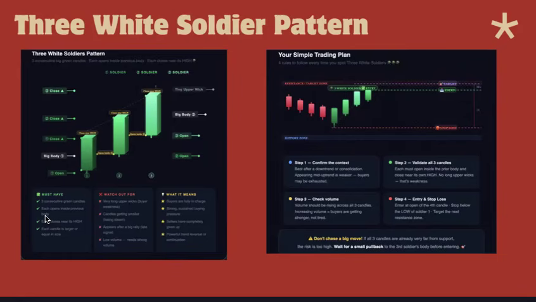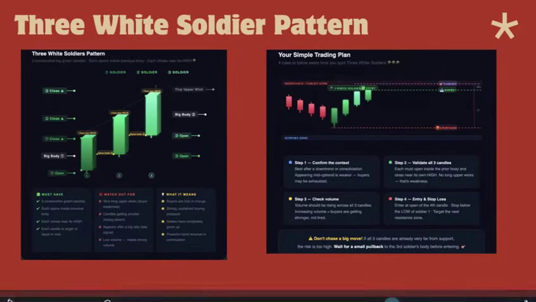Soldier 2 opens inside the body of soldier 1, then closes near its own high. Soldier 3 opens inside the second soldier's body and closes near its high. Three candles, each one bigger than the last. What does this mean? This signals a powerful buying pressure.